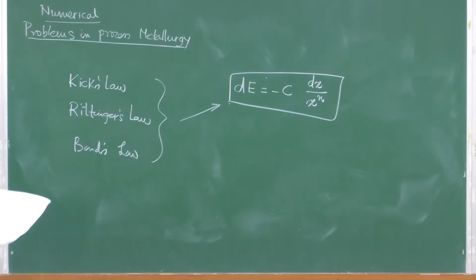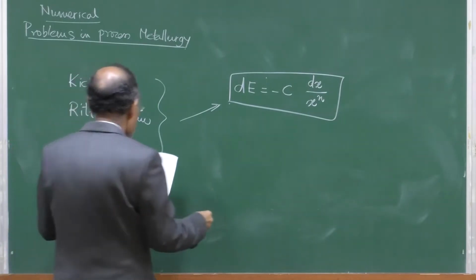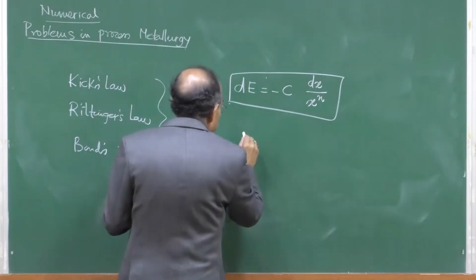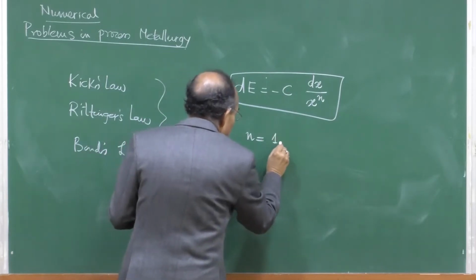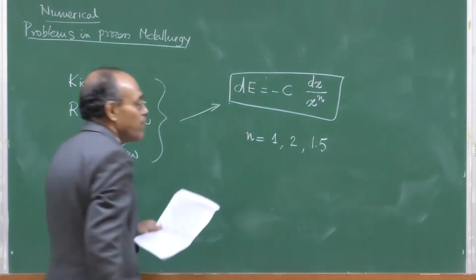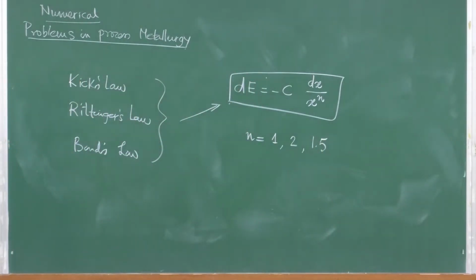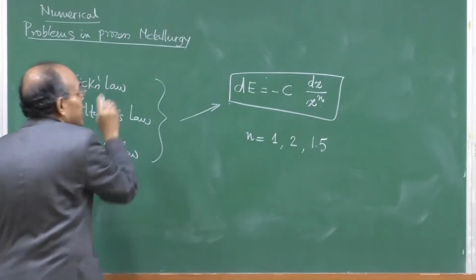And we say that this value n can take really a value of 1, 2 and 1.5. Those are the values which are prescribed. When you put n equal to 1, what you get is the Stokes law.